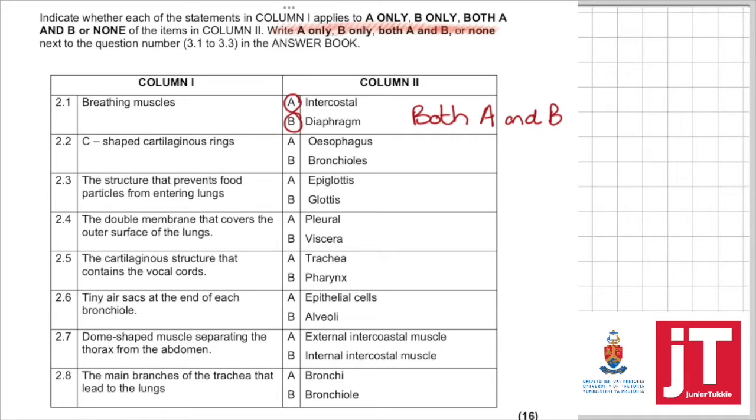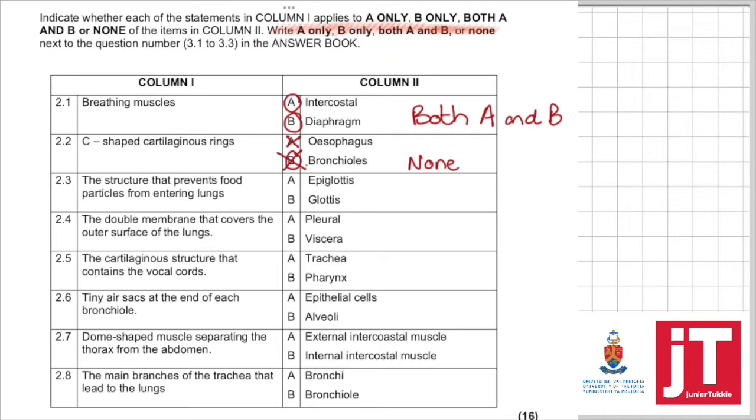Question 2.2, C-shaped cartilaginous rings. In other words, if we look at options A and B, they want to know where are they found. So option A says esophagus, option B says bronchioles. Now here we're going to need to know our work quite well, because if we don't, we could probably make the mistake of choosing the bronchioles. But the bronchioles, being as small as they are, actually don't have those C-shaped cartilaginous rings. So my answer here would actually be none. None of these options link to question 2.2, or should I say column 1 as 2.2.